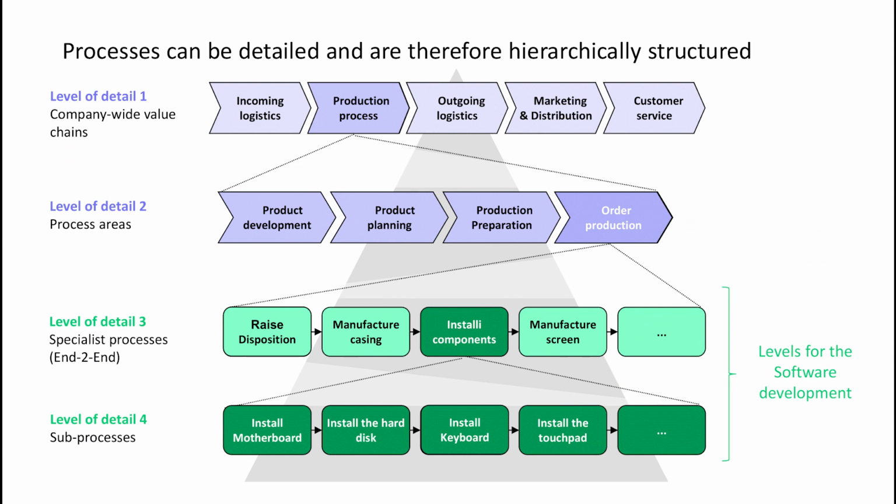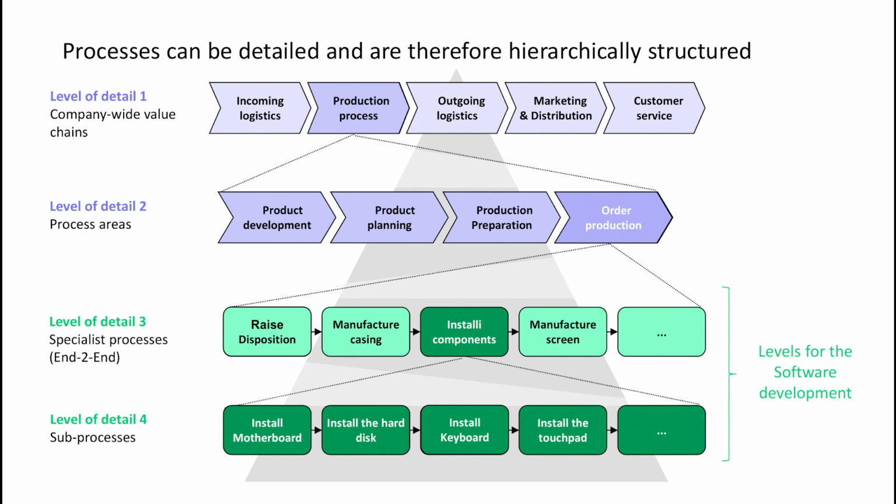There are therefore different levels of abstraction that can be represented in an increasing degree of detail. At the top level are the value chains, in our example, the production process. This value chain is subdivided into process areas, such as contract manufacturing. Make-to-order production contains a sequence of specialist processes, which in turn consist of several sub-processes. The first two levels have more of a regulatory organizational character. From a software development perspective, the lower two levels are of particular interest.